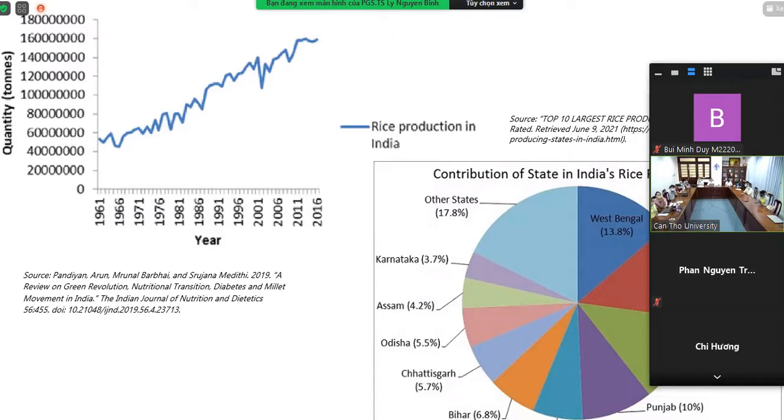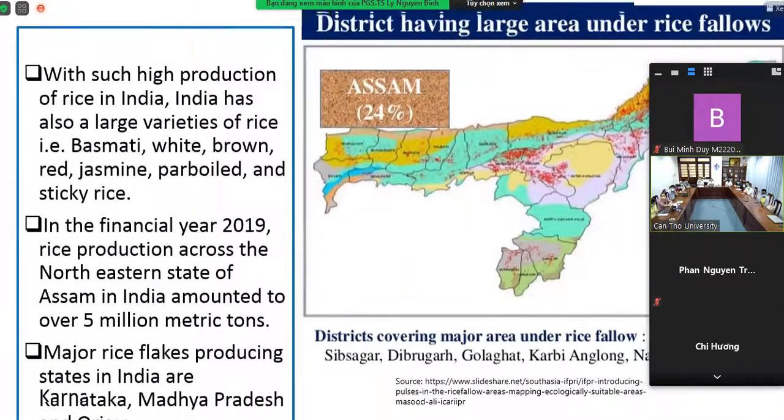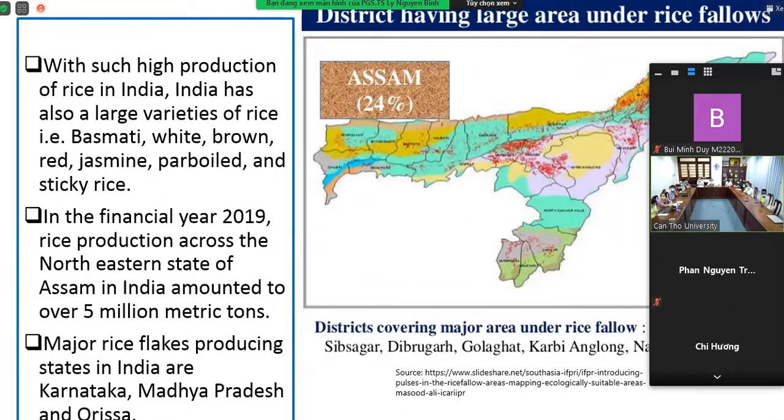Production is increasing rapidly. And in this picture, you can see the contribution of different states of India in India's rice production, with West Bengal the largest producer of rice, and then Uttar Pradesh, Andhra Pradesh, Punjab, Tamil Nadu, Bihar, Chhattisgarh, Orissa, Assam, Karnataka, and other states at 17.8%. With such high production of rice, India also has large varieties of rice: basmati, white, brown, red, jasmine, parboiled, and sticky rice.